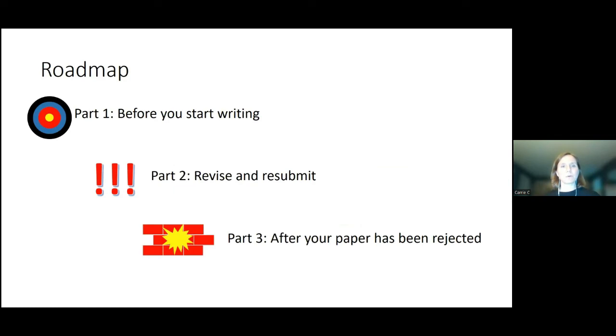And here's our roadmap. We're going to talk about stages in your writing and revising where you may encounter roadblocks and how to get through them. We're going to talk about before you start writing, the revise and resubmit process, and then after your paper has been rejected, which will happen at some point. Hopefully not often, and hopefully for smaller papers of yours, but this will happen.